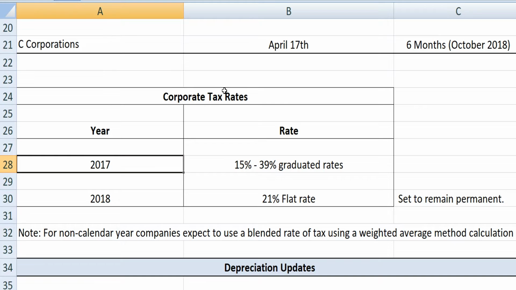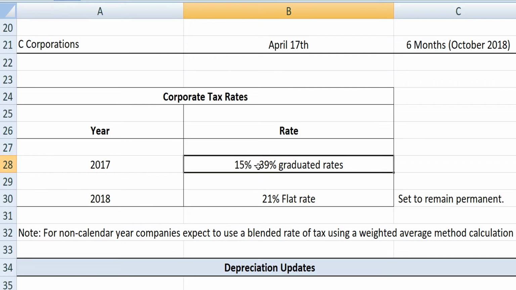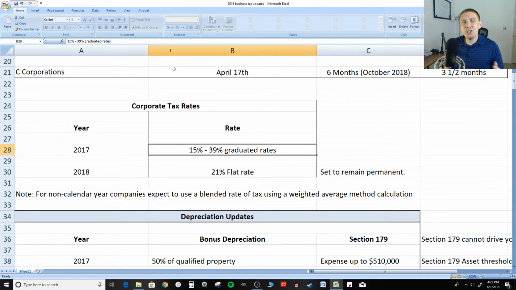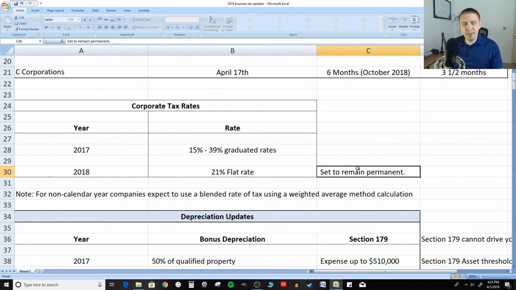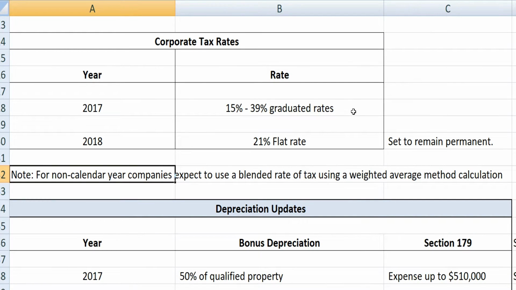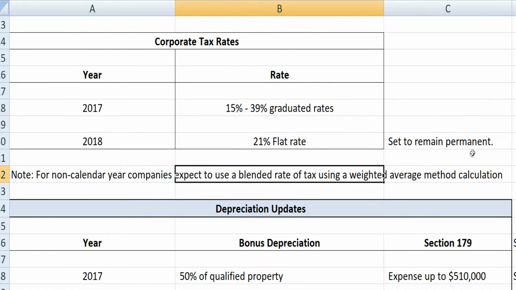One of the biggest changes is to the corporate tax rates. In 2017, the corporate tax rates were on the graduated scale, so as your income went up of your corporation, so would your tax rate. But now in 2018, it is now a 21% flat tax across the board. So you don't get the lowest rate, but you don't get the highest. So overall, corporations are saving quite a bit under these new rules. This is set to remain permanent. If you remember, many of the individual tax laws were set to expire after about 5 to 10 years. Well, these business laws are set to remain permanent. Note, for non-calendar year-end companies, expect to use a blended rate of tax using a weighted average method calculation.